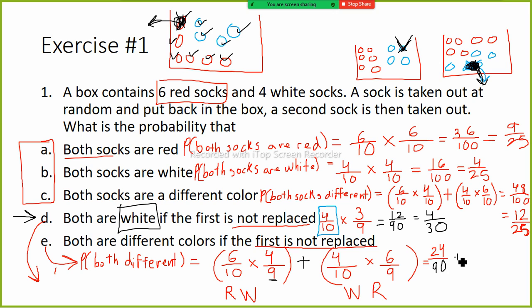All right, 10 times 9 is 90 plus 4 times 6 is 24 over 90. So we have, what is 24 plus 24? 48 over 90. And this is going to be equal to, what is 48 divided by 90?